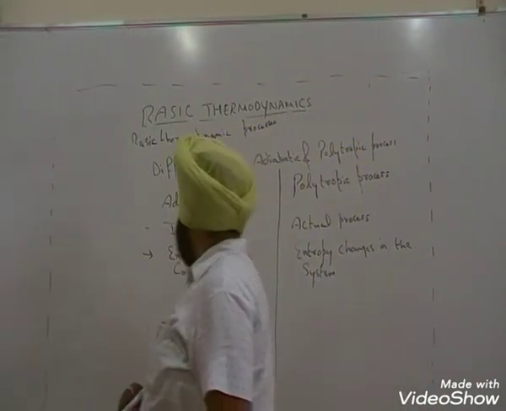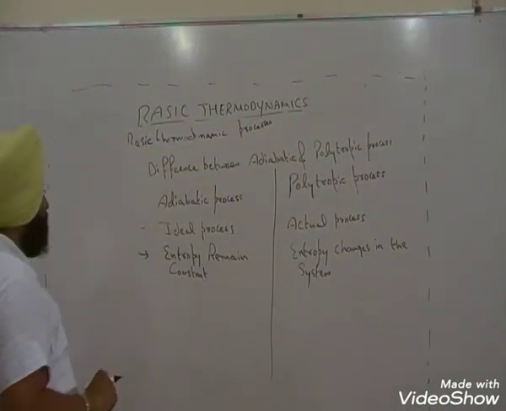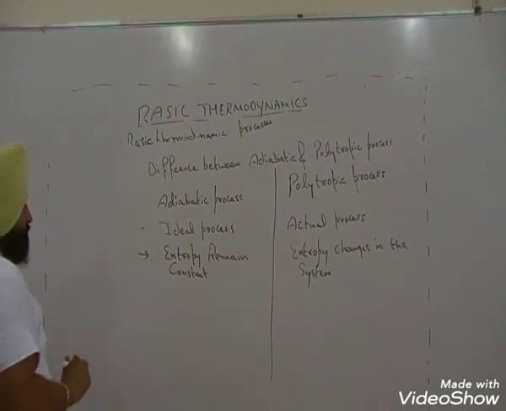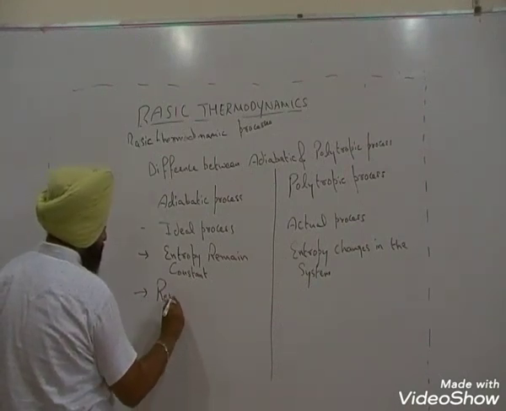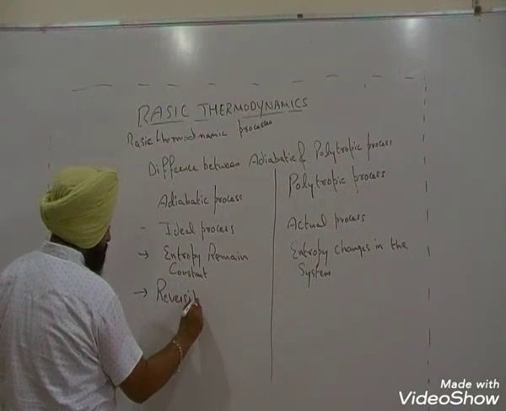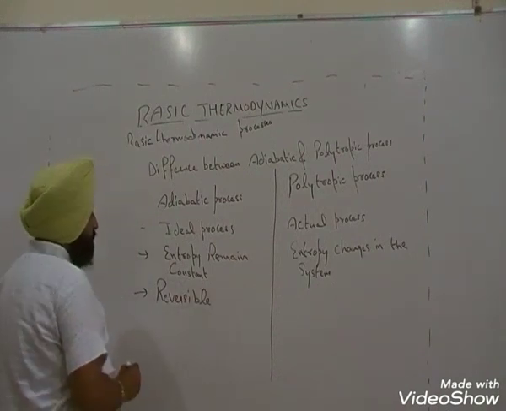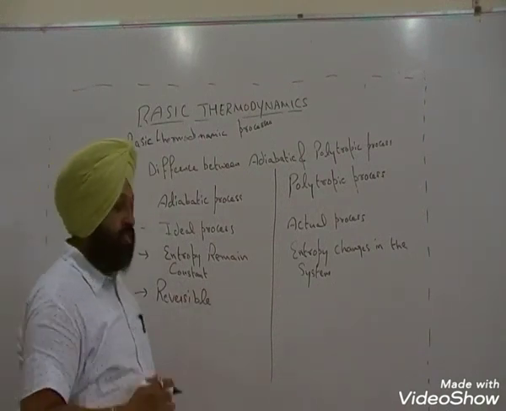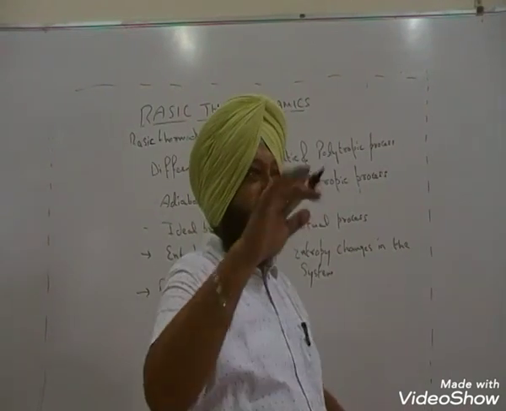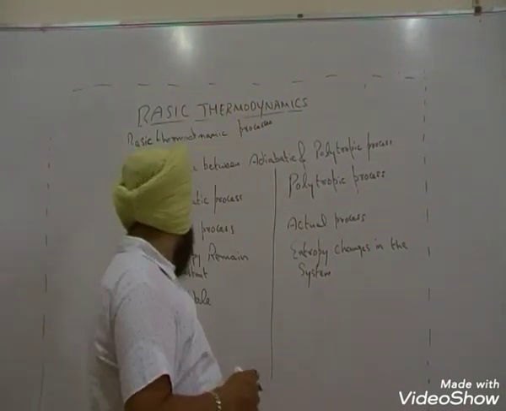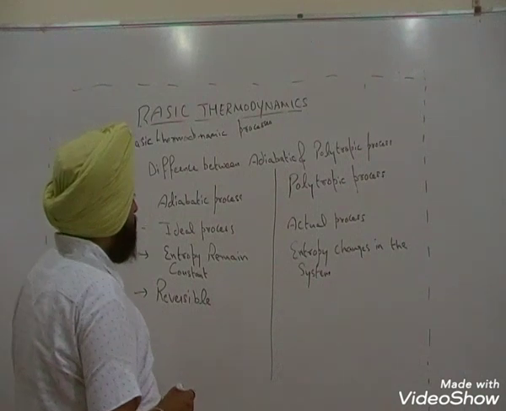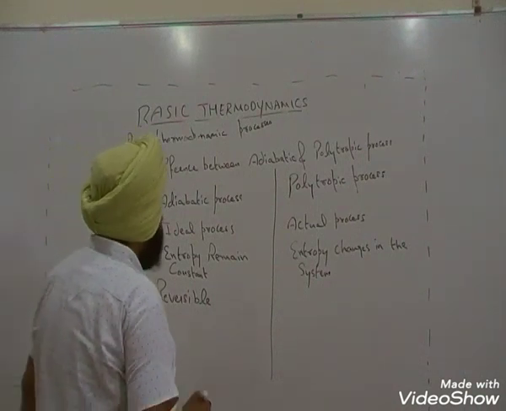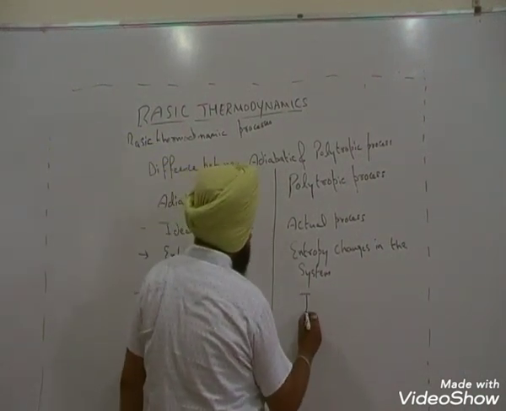In case of adiabatic process, if the entropy remains constant, the process is reversible. Reversible process means the process which returns after completing a cycle to its initial state. That is known as reversible process. In case the entropy changes in the system, that process is irreversible.